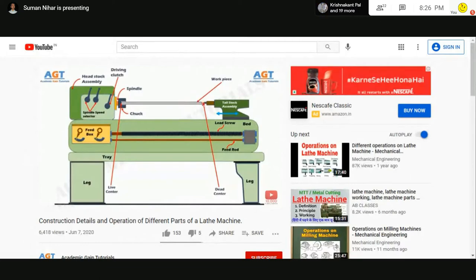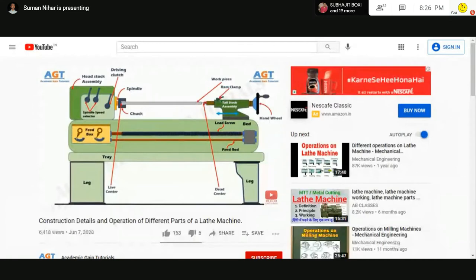In the tailstock assembly, we also have the ram clamp and the hand wheel. When we rotate this hand traversing wheel, this dead center moves back and forth. That is, when this hand wheel is rotated, the dead center moves in and out. The ram clamp is used to apply lock on this movement of dead center. So this ram clamp locks the dead center in the tailstock, so it does not move.